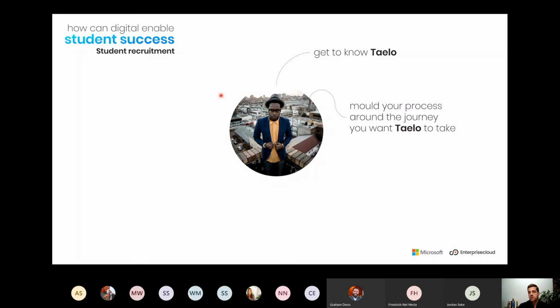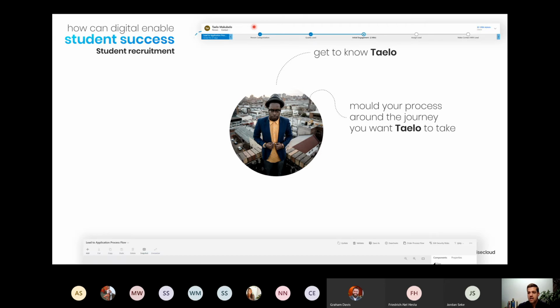The next thing is that we need to mold our own interaction and our own business processes around the journey that Taylor wants to take. So if you looked at the top of that record, you might have seen this little ribbon. Now this is the business process ribbon that exists in Dynamics. And what it is, it's set up, or we set it up, to follow and mimic your business processes. And they can be incredibly complex.